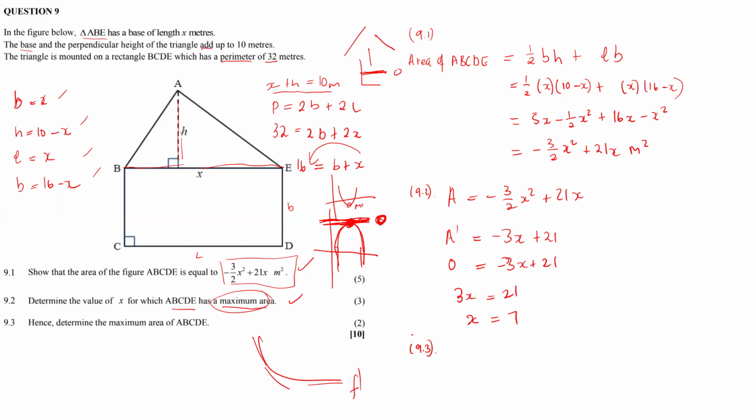And then now we are heading to 9.3. It says to us, hence determine the maximum area of figure A, B, C, D, E, right? So to determine the area of this figure, the maximum area by the way, what we're going to do is go back to the value of x that we got. Remember, this is the x at the maximum. If this is a parabolic function, our x is positive 7. So the x here at the maximum is that.